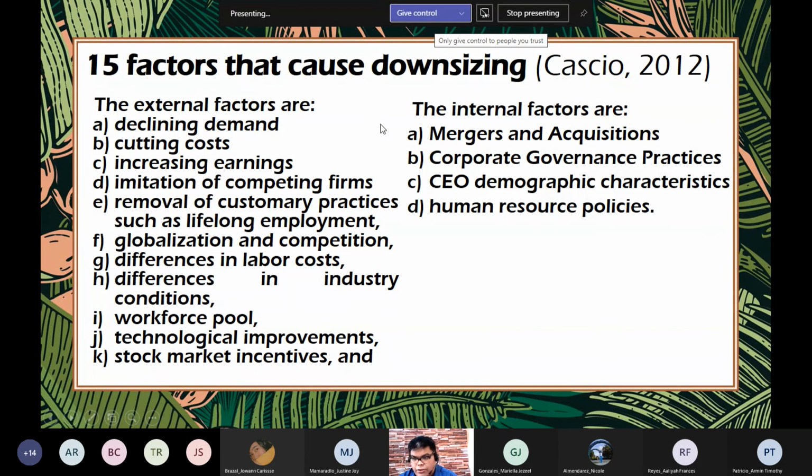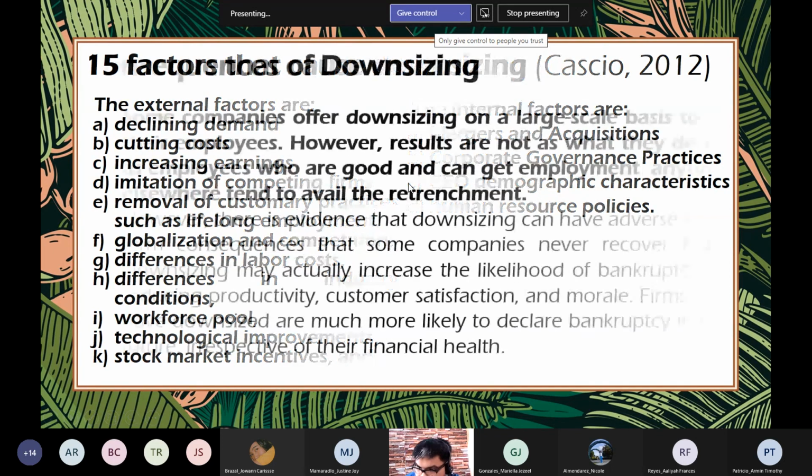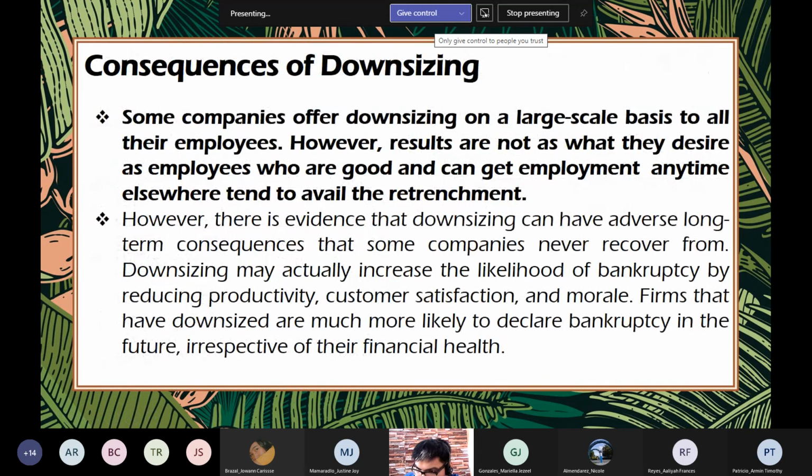Internal factors include, number one, mergers and acquisitions, M&A. Company 1 and Company 2 magsasama sila. Number two, corporate governance practices. Number three, CEO demographic characteristics. And letter D, human resource policies. Consequences of downsizing.